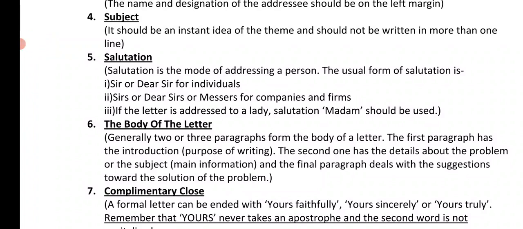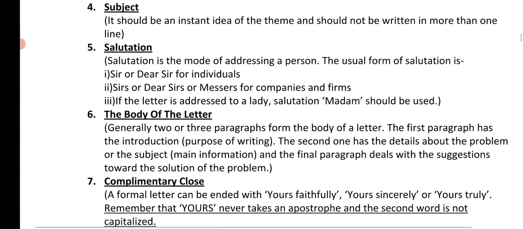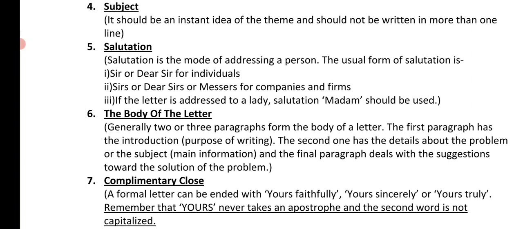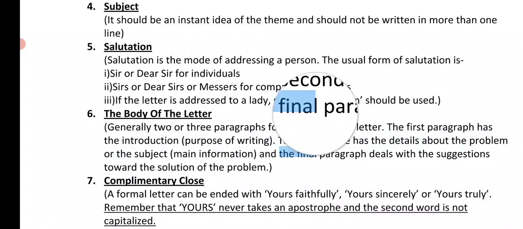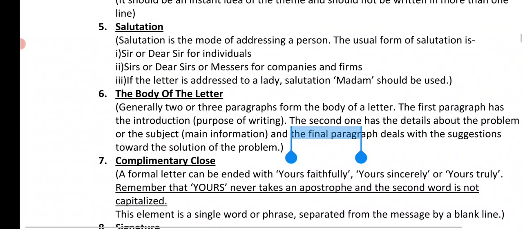And then the salutation. If it's for your business, you can write dear sir. And if it's for your principal, you simply write sir or ma'am, and you can use respected ma'am, right? And then you write the body of the letter. Generally, you will find that there are three paragraphs that form the body of a letter. The first paragraph is the introduction, where you introduce the problem. In the second, you write the details of the problem or the subject and give the main information. And the final paragraph deals with a suggestion towards the solution of the problem, as I have already discussed.